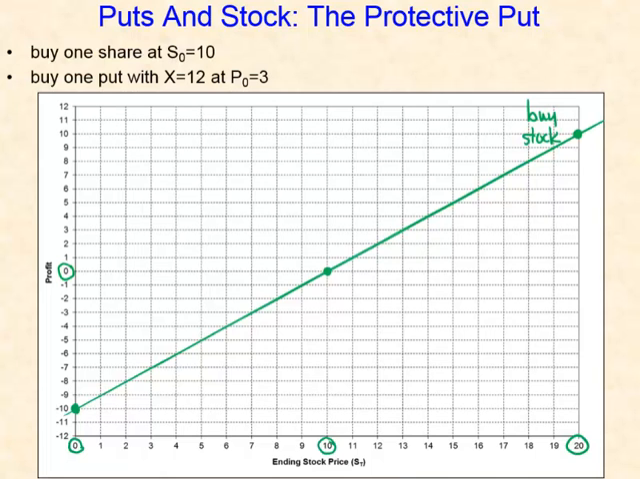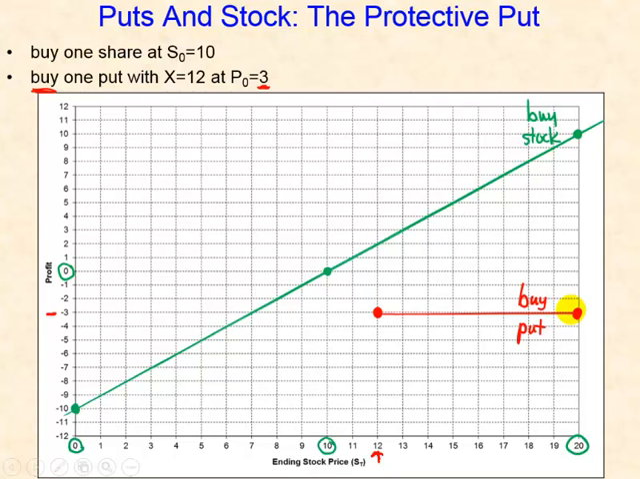Next, we're going to buy a put option with an exercise price of 12 and a premium of 3. Now we know that when we buy something we have to pay for it, so we're going to immediately lose the $3. Let's go to the exercise price of 12 and -3 and plot a point there. At this stock price, the put expires at the money and we lose our $3 premium. At any stock price higher than 12, the option expires out of the money and we lose our $3 premium.